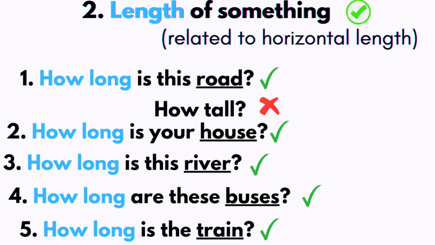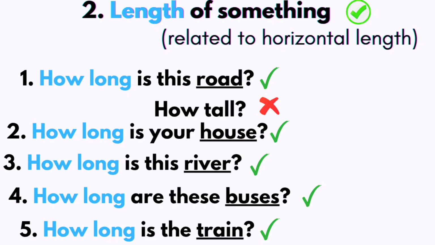How long is your house? How long is this river? How long are these buses? How long is the train? So here I have used how long in these sentences, which means I want to know the length of the road, length of the house, length of the river, buses, length of the train. I'm not talking about the vertical length. So how long is used when it is related to horizontal length.